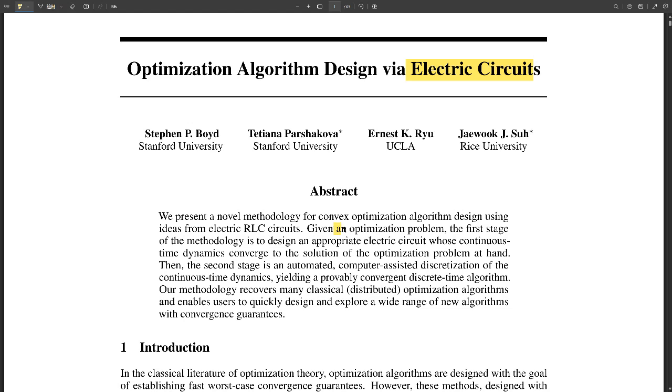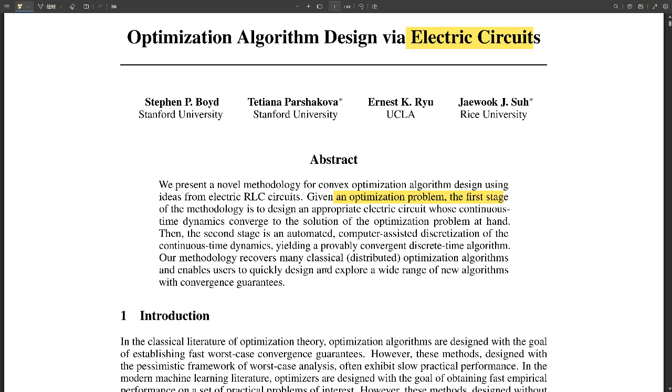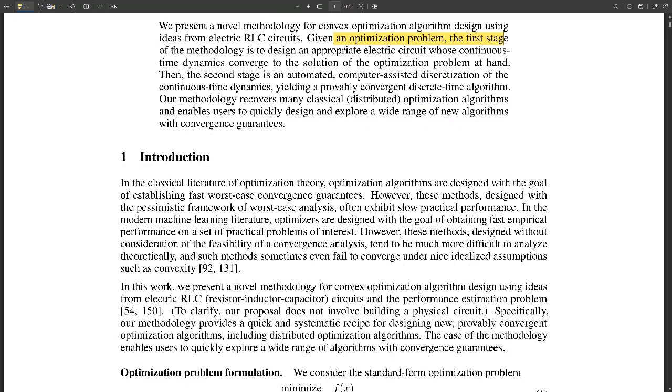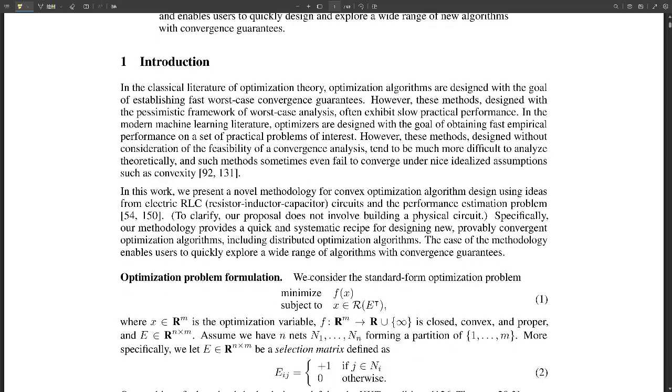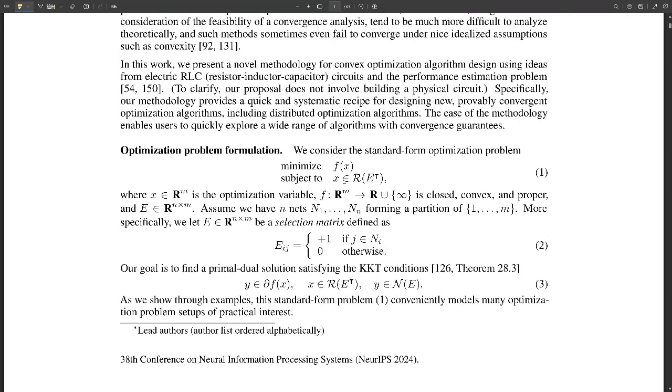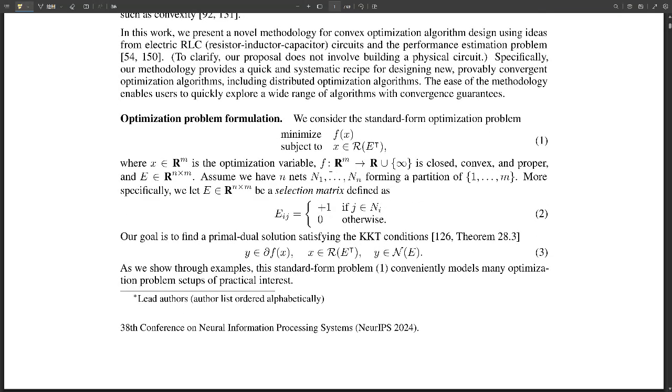They take inspiration from the physical world to make abstract math more efficient. So we're tackling this paper, optimization algorithm design via RLC circuits. It sounds super complex. It can be, but we'll break it down. Perfect. So the basic idea is using electrical circuits, specifically ones with resistors, inductors, and capacitors, RLC circuits, as kind of like stand-ins for optimization algorithms.